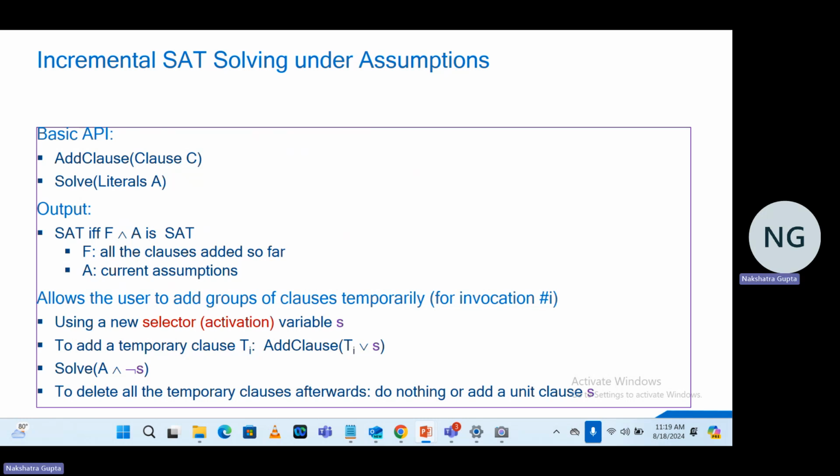Now, you can use the API to add temporary clauses. Just mark every group you want with a new selector or activation variable S, you add every clause you want to add. And then you can solve under the assumption not S. This way, you can provide temporary clauses to your solver, which is very useful for many, many applications. And in order to delete the temporary clauses, you can just do nothing, the solver will be deleted at some point, or add unit clauses as to the different clauses, which is more efficient.